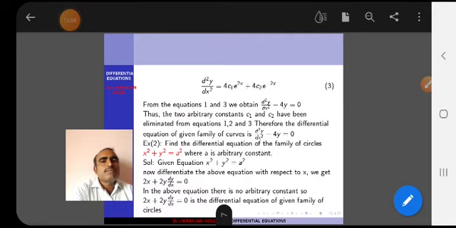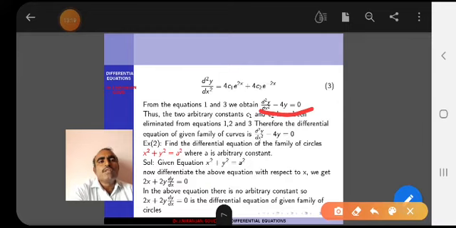Thus, in this equation, there are no arbitrary constants, right? c1, c2 are eliminated from this equation. So this equation is the differential equation of the given family of curves.